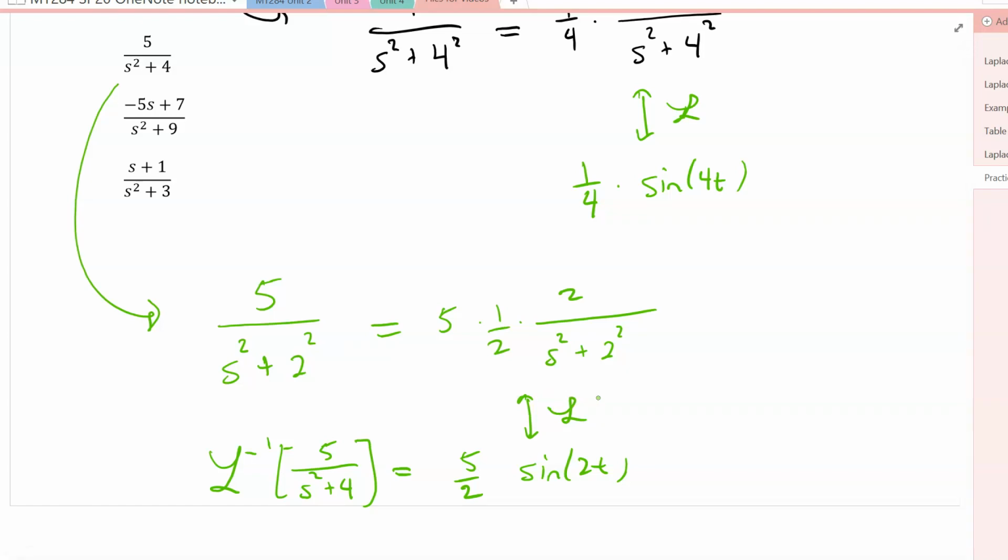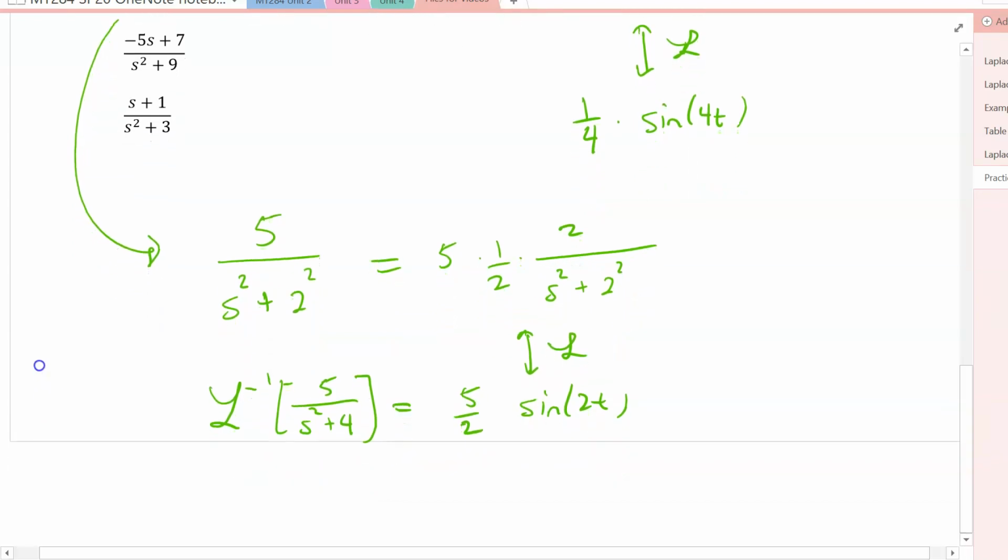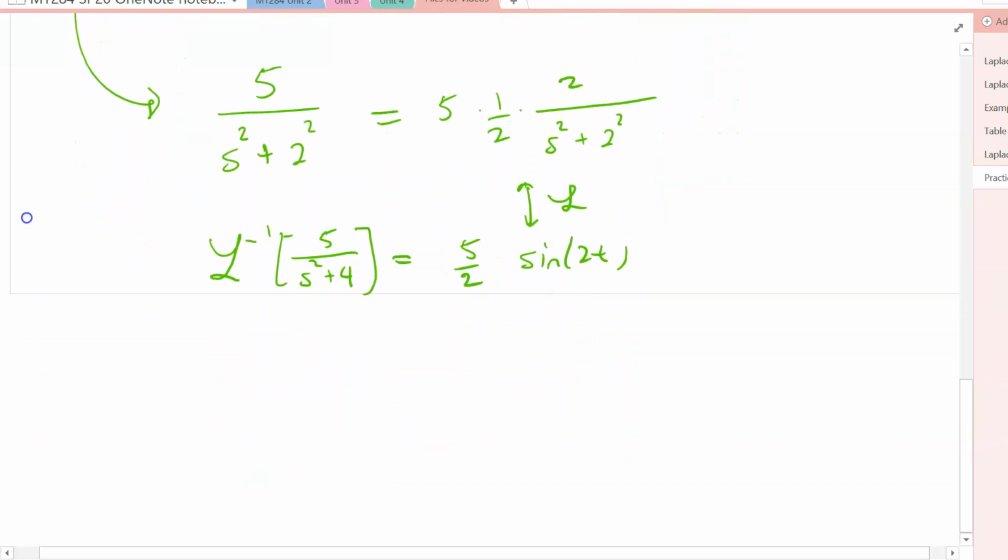All right, these last two examples are a little bit of a combination of both sine and cosine, and that's going to appear in some of our work also. So let's do that one there. Negative 5s plus 7 over s squared plus 9.